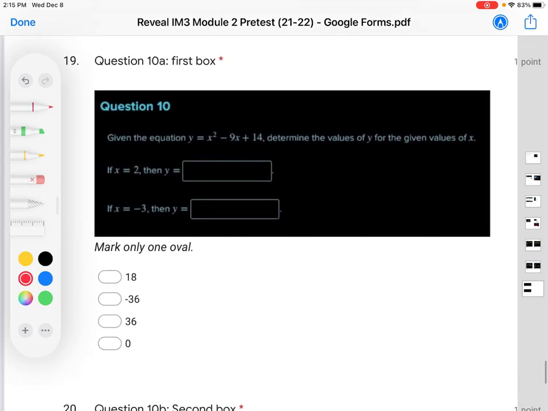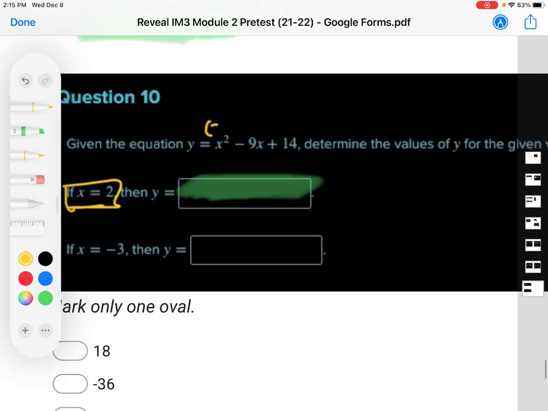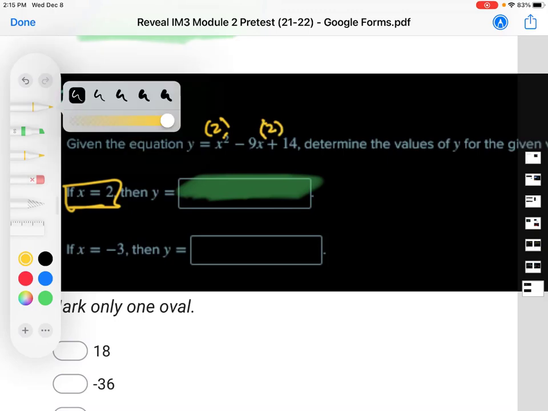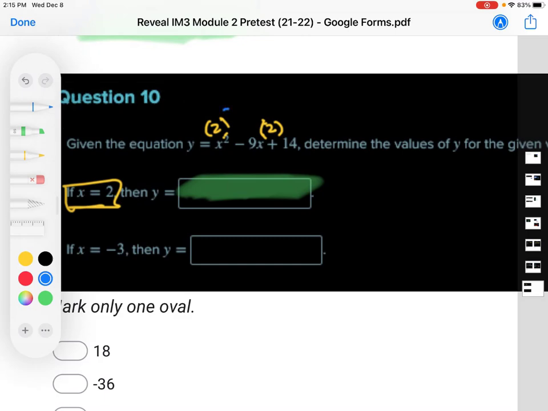And then the last question, well, last two. In the first box, what happens when you put x equals 2? So every x value, I'm going to put in 2. And let's change that. So I have x squared minus 9 times x plus 14. And so that becomes 4 minus 18 plus 14. And then that's 18 minus 18 gives me 0.